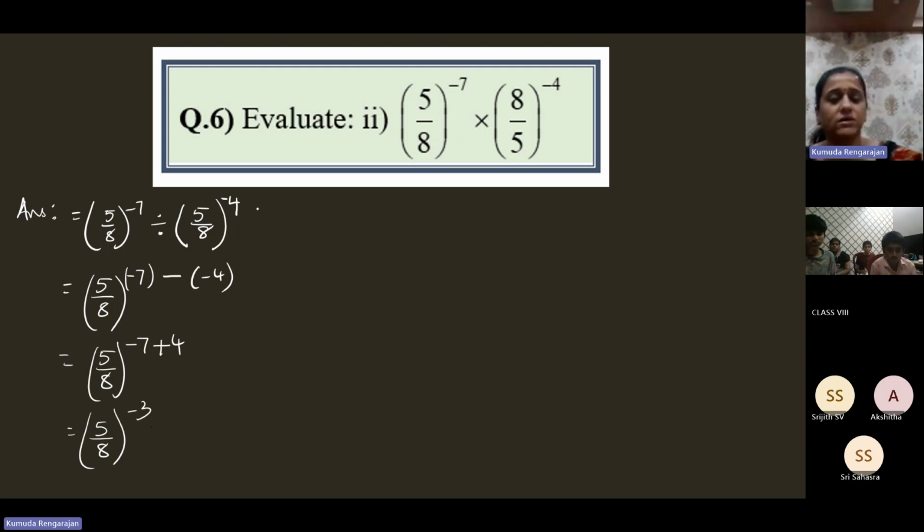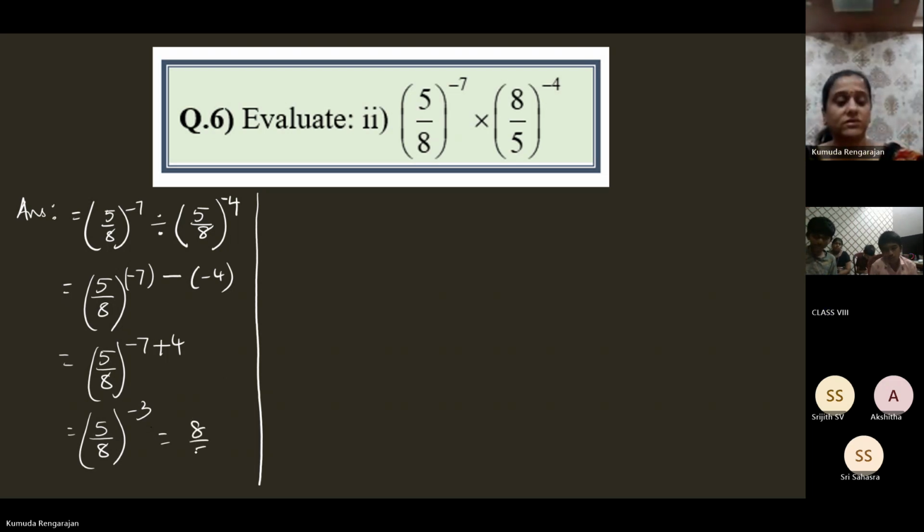Okay, next step. Power is negative, no? We'll make it positive. Yes, ma'am. 8 by 5 to the power 3. Correct. Now you'll have to write the equivalent, not reciprocal. So 5 by 8 becomes 8 by 5 and minus 3 becomes plus 3. Correct. And this can be simplified, no? Because it's not time consuming. So 8 into 8, 64. 64 into 8 by 125. Very good.